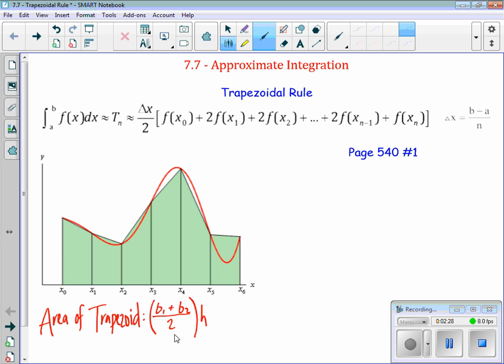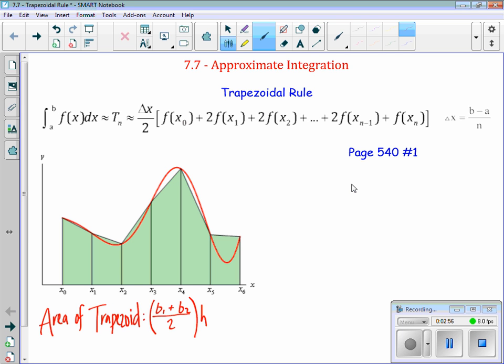Okay, so page 540, number 1, I think it's asking us to use the trapezoidal rule with 2, but let me just double check here. Okay, so 540, number 1, you're going to need it for the picture. So go ahead and open to that.